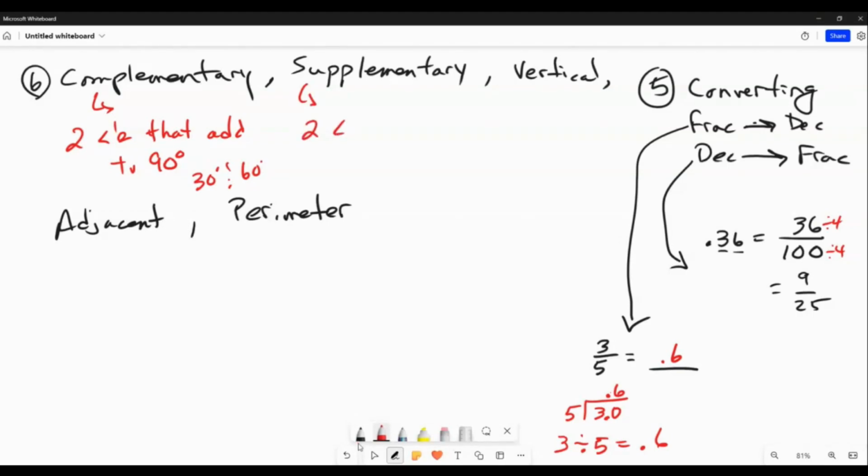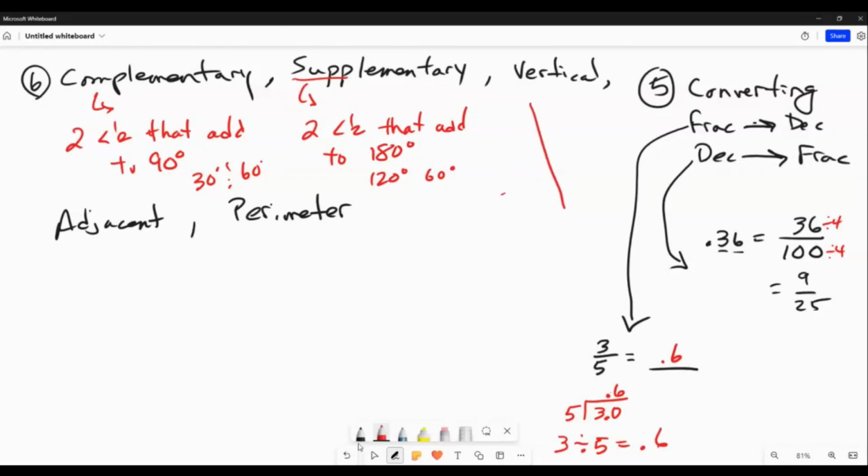Supplementary, 2 angles, has to be 2, not 3, not 5, not 6, 2 angles that add to 180 degrees. Remember I told you sup for super, and 180 is what we typically sometimes call the super angle. Later on in geometry, we find out it's not, but at this point, we call it the super angle. So, for example, 120 degrees and 60 degrees add up to 180.